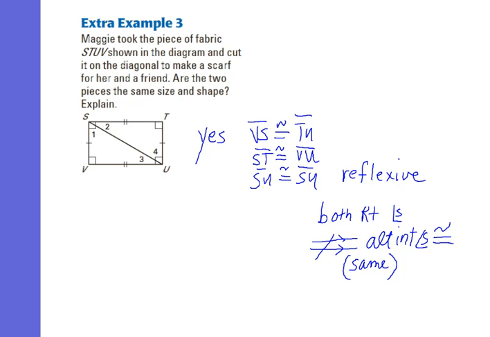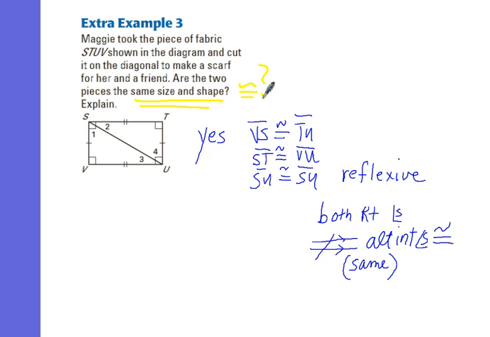Continuing on to the next slide here. Maggie took a piece of fabric, it looks like it's a rectangle, and she cut it diagonally. And she's going to make two scarves, one for herself and one for her friend. Remember, the question is, are they the same size and shape? Which means, are they congruent? That's the question. Well, the angles and the sides must be congruent for the triangles to be congruent.